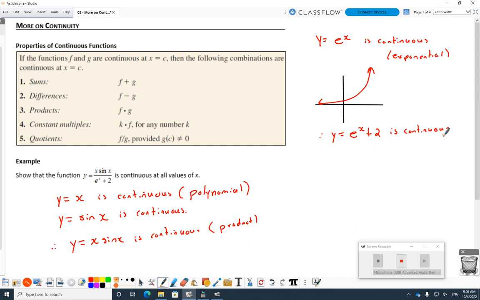Now my important second last line. Therefore, y equals x sine x over e to the x plus 2 is continuous because it's a quotient.